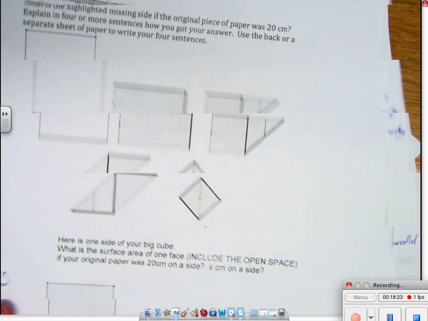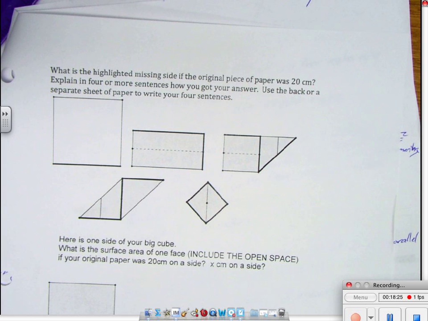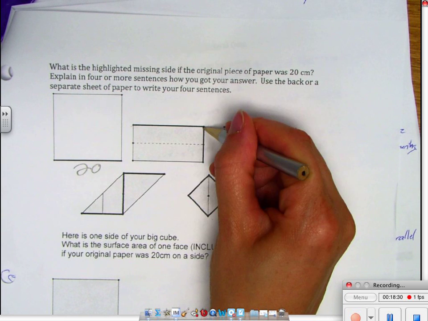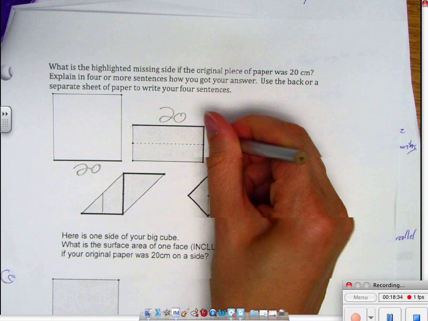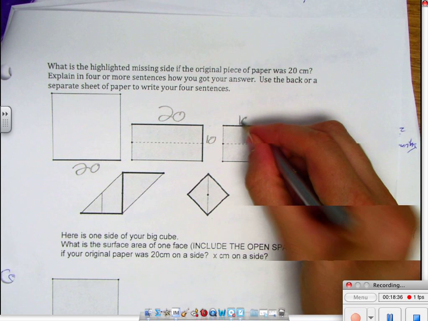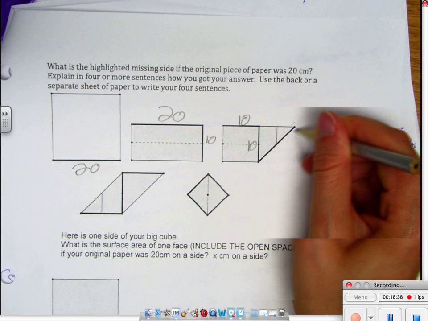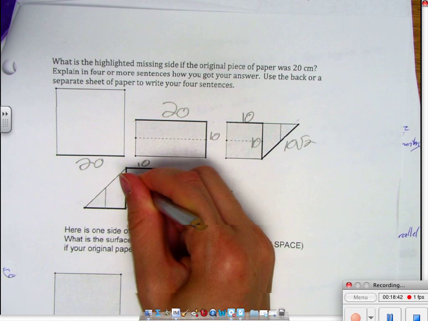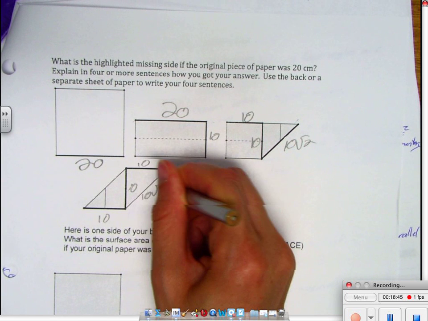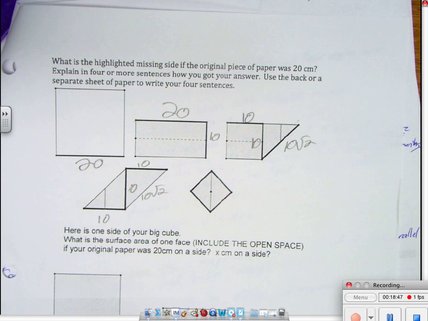Look at these last two pages. Okay, if this is 20 centimeters right here, what's the length of this right here on the top? 20. So this side right here is what? 10. Good. So this is 10. This is 10. What's this length right here? 10 square root 2. Lovely. So this is 10, 10, 10, 10 square root 2. We fold 10 square root 2 in half, and what do we get?